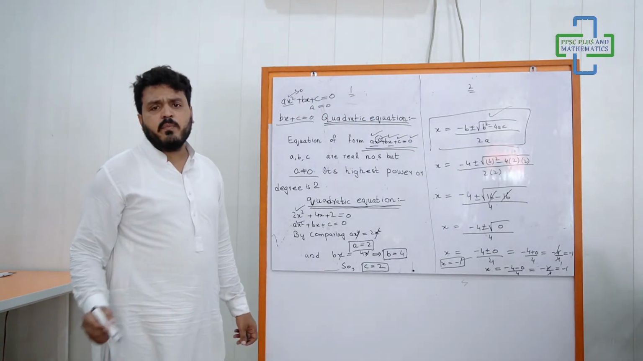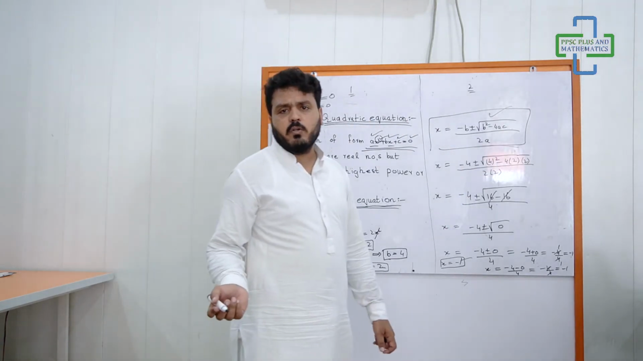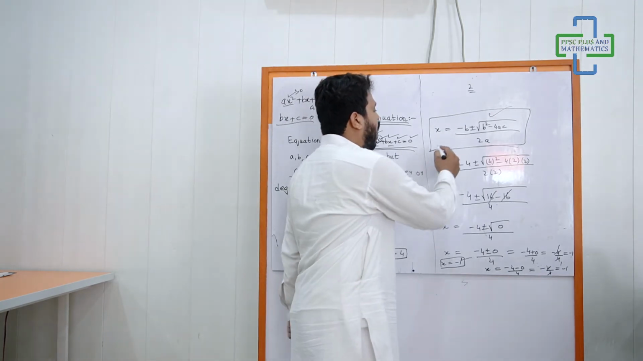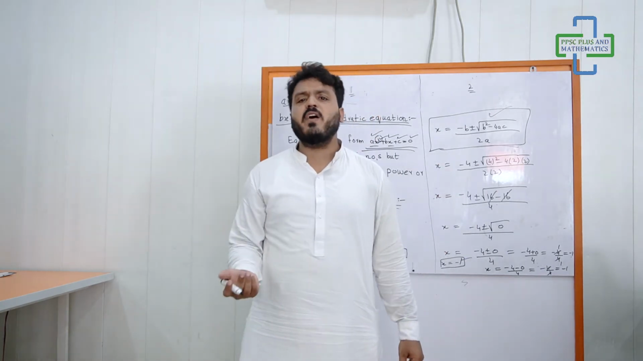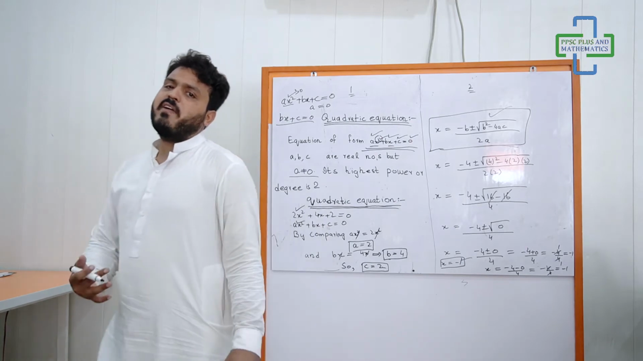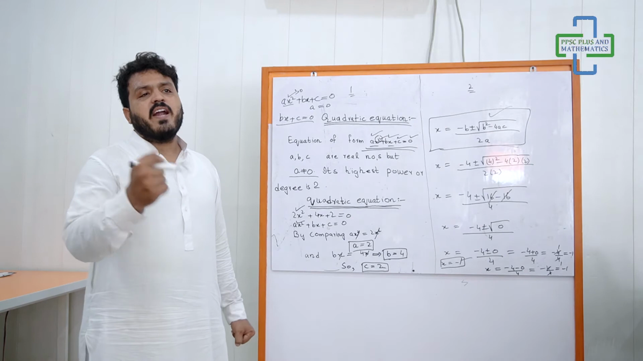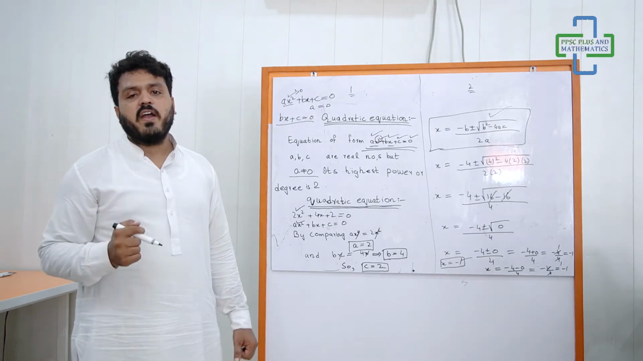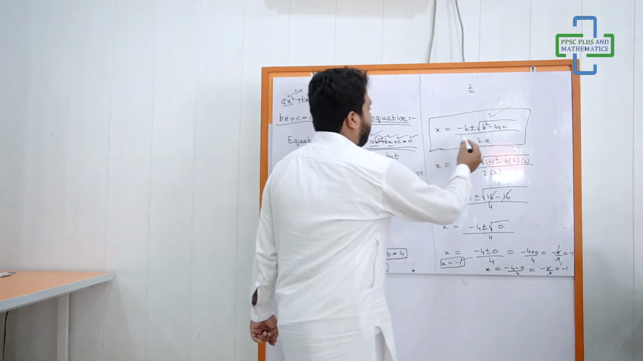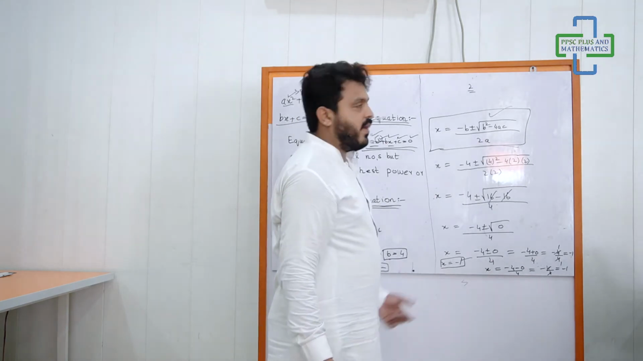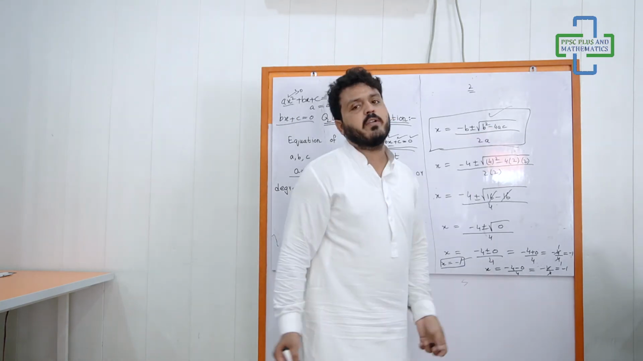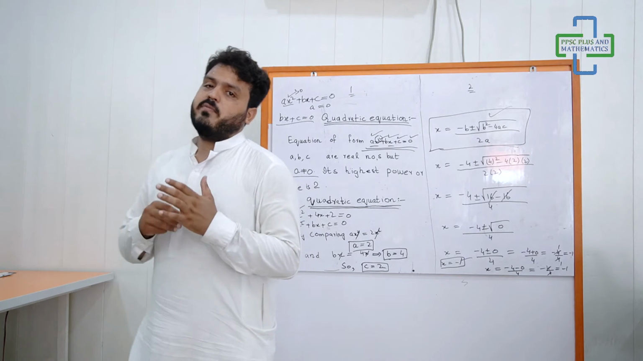Now this is the quadratic formula which we use to find the solutions or answers of a quadratic equation which satisfy the equation. If we put the values in the quadratic equation, we get left side equal to right side and the equation is satisfied. So x is equal to minus b plus minus the square root of b square minus 4ac, divided by 2a. This is the quadratic formula.